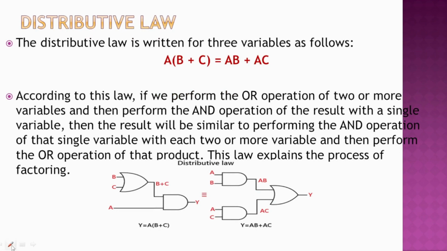The third and final law is called the distributive law. In distributive law, we perform both the AND and the OR operation. So A into (B plus C) is equal to AB plus AC. We are multiplying this A with B and A with C.